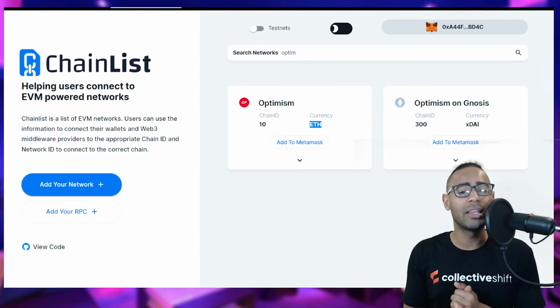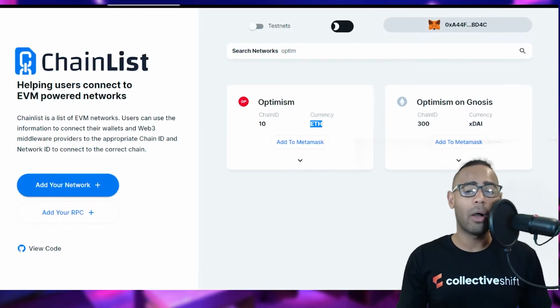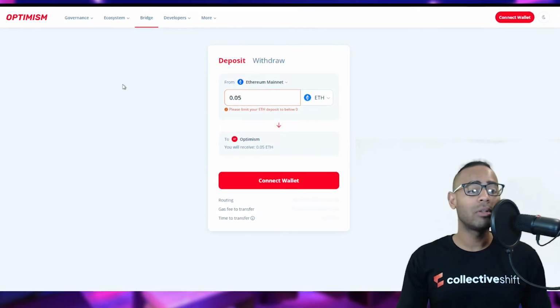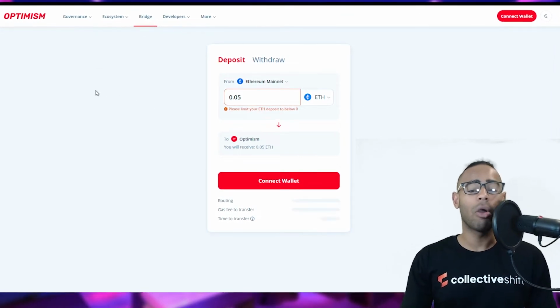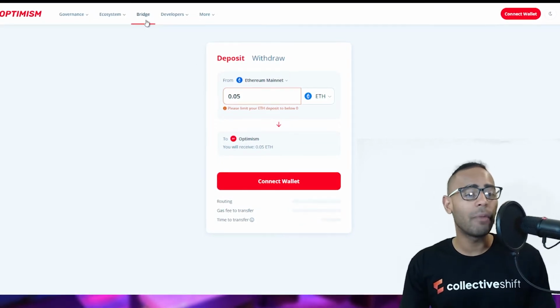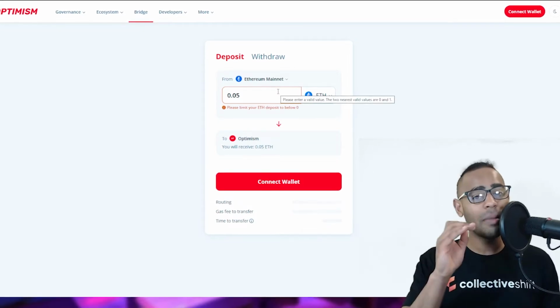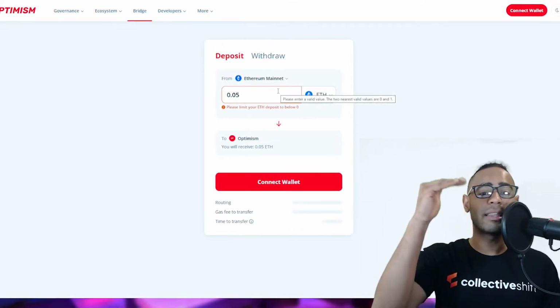How are you going to get some Ethereum as gas transaction fees onto Optimism network? The first thing I would really recommend is using the Optimism Bridge. The Optimism Bridge is the official bridge by the Optimism Foundation for you to actually go and take Ethereum from Ethereum mainnet into the second layer of Optimism. Let's go ahead and show you how to get there.